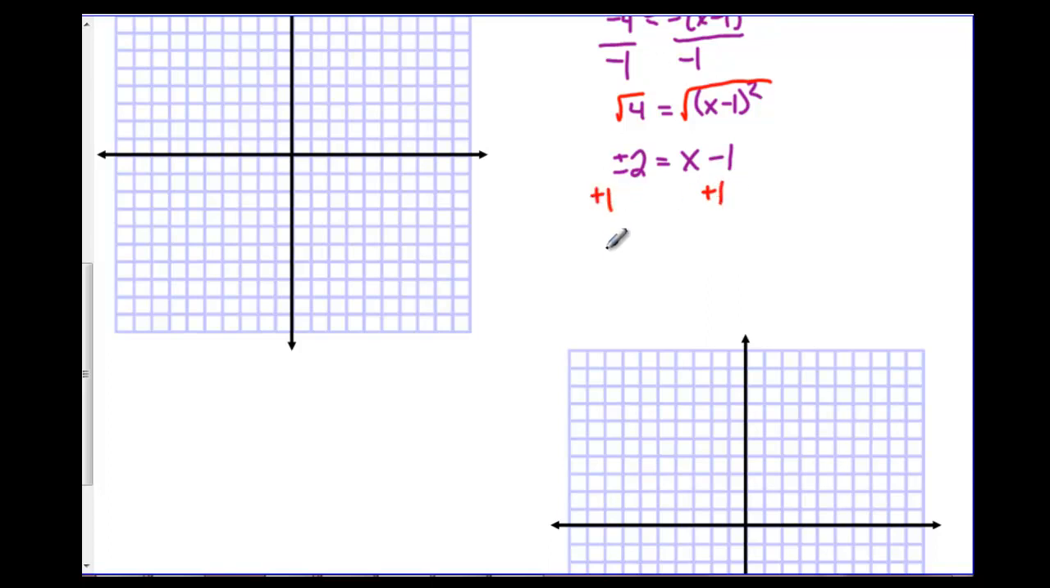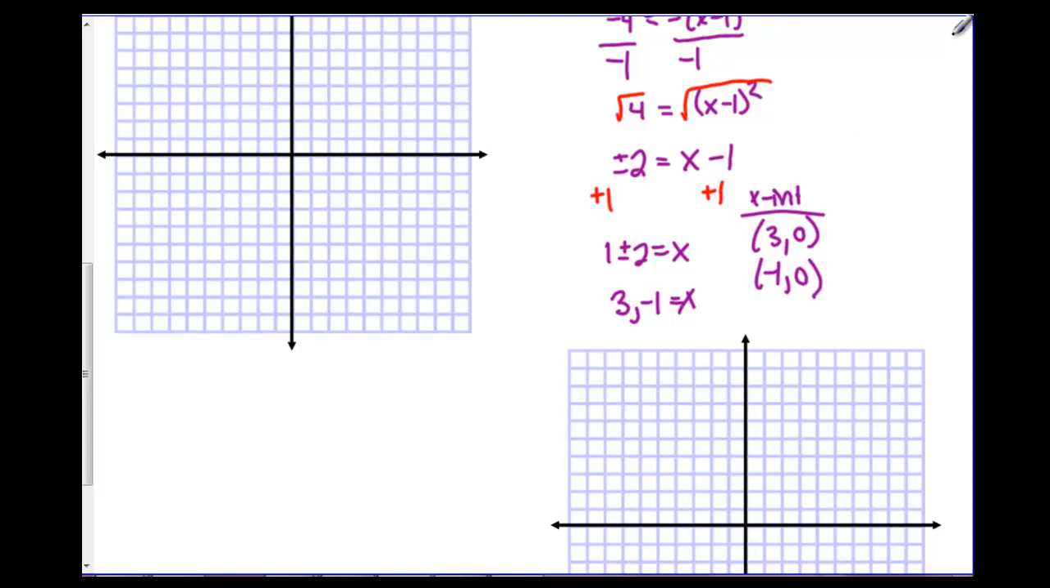So we end up with 1 plus or minus 2 equals x. So that means that we're getting x equals, so 1 plus 2 is 3. 1 minus 2 is going to be a negative 1. So the x-intercepts are actually going to be 3, 0 and negative 1, 0. Is that all right?